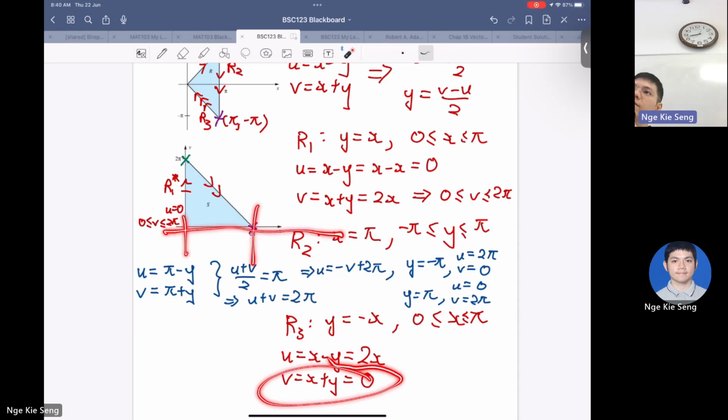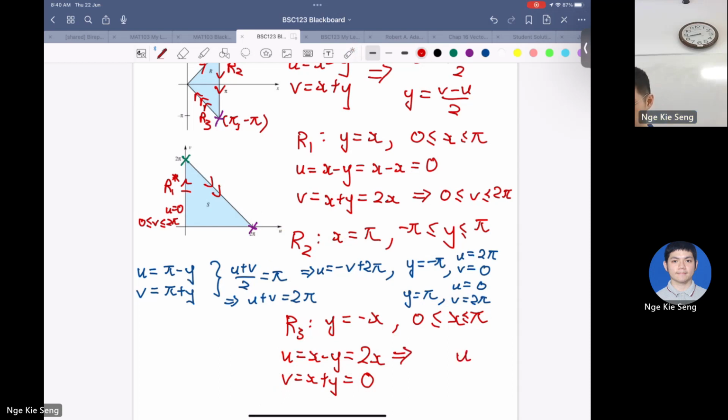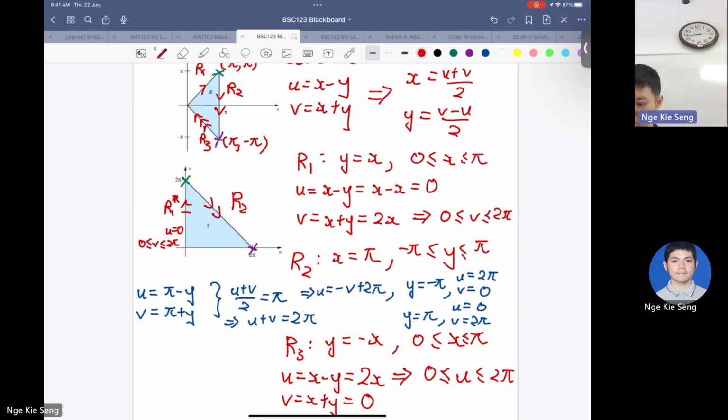But how do we find the range? How do we control u? u is controlled by 2x. But x is in turn controlled by the range here. So this implies what happens to my u? It goes from 0 to 2 pi. So this line gets mapped to v equals 0 and is cut from 0 to 2 pi. Make sense? So altogether we get this triangle here. So here is the new R2, and here is the new R3.